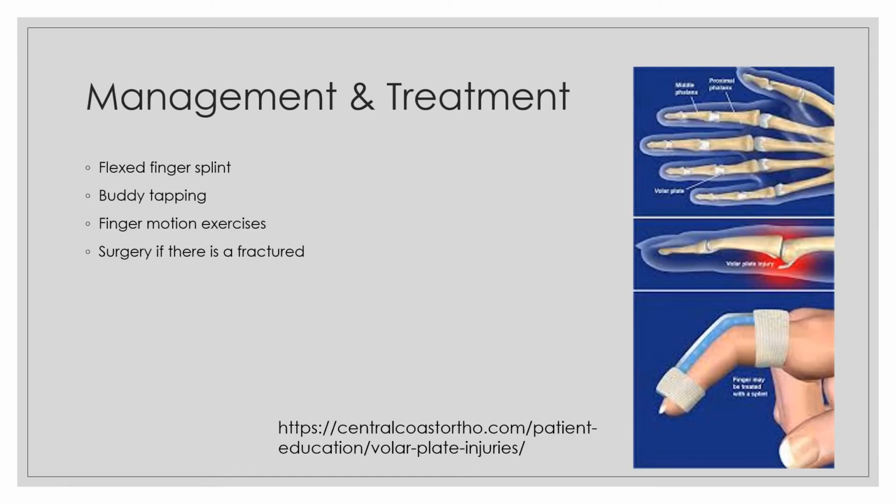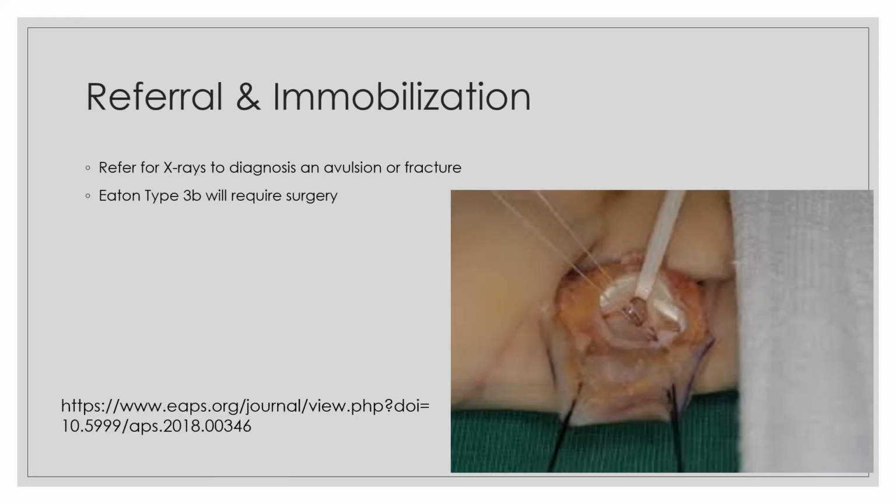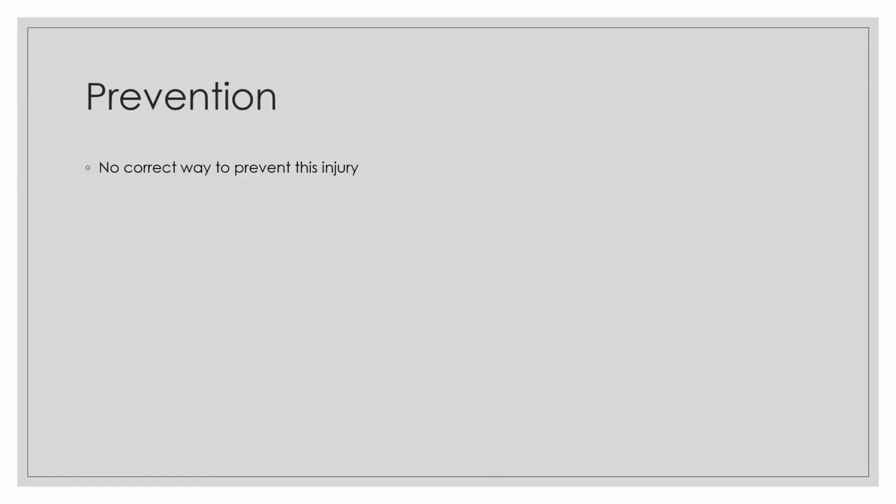Management and treatment of volar plate injuries is place the finger in a flexed finger splint, buddy taping, finger motion exercises, and surgery if there is a fracture. Referral and mobilization. The patient should be referred for x-rays to diagnose an avulsion or fracture. And then if the patient has an Eaton type 3B, they will require surgery. Prevention. There's no way to prevent this injury. No Mulligan technique because it is an avulsion or fracture.